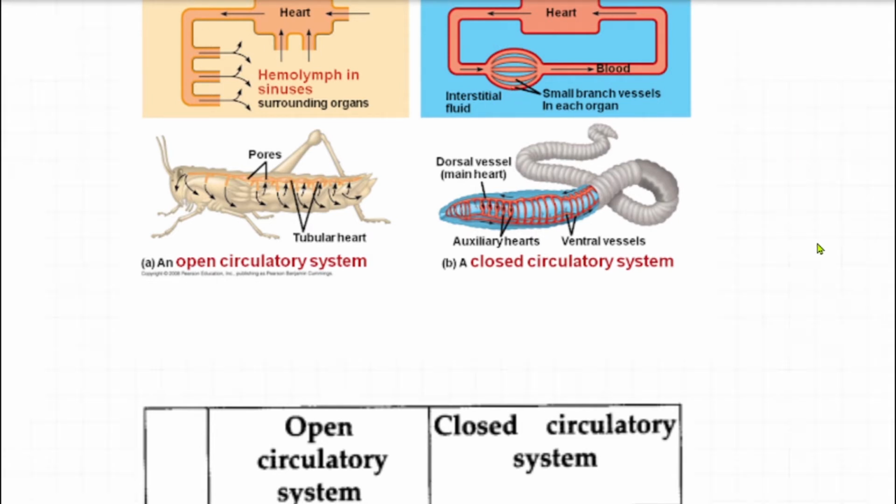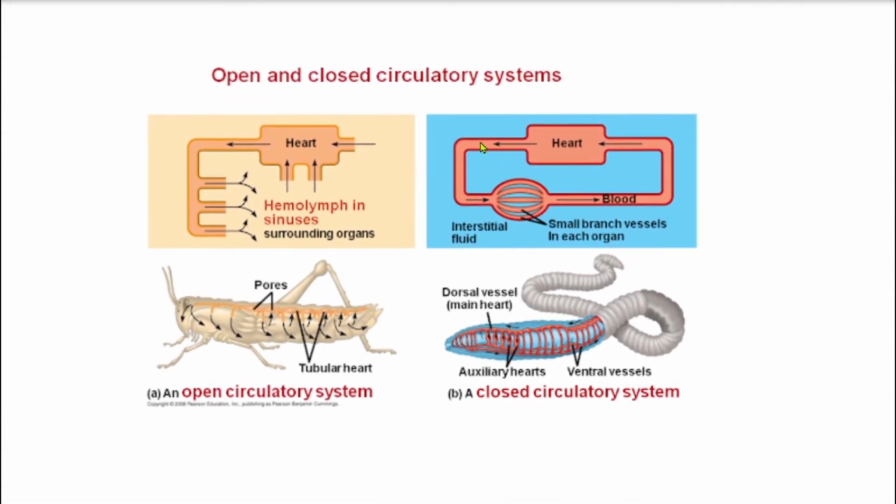Whereas in case of closed circulatory system, as the blood vessels are continuous and closed, the pressure of blood inside these vessels is properly controlled by the pumping of the heart. So this type of circulation is better regulated.